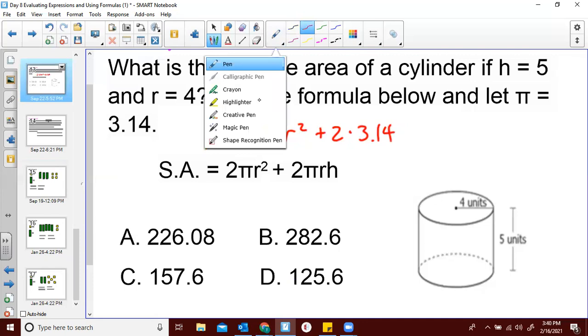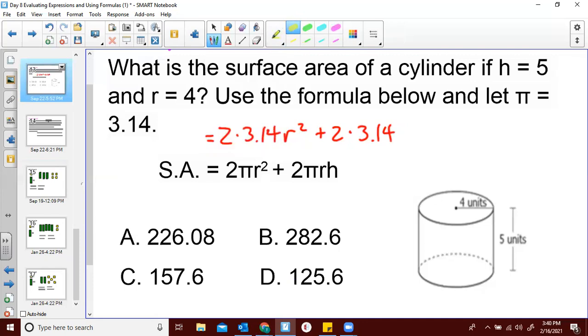All right, and then since we've been using the highlighter, it asks us what's the surface area. Oh, another thing I want to point out real quick. You can't type in S dot A dot. So I just use an S for surface area since we already have a V for volume. Figure one letter works. But we know H is 5, that's given to us. And we know that R is 4.